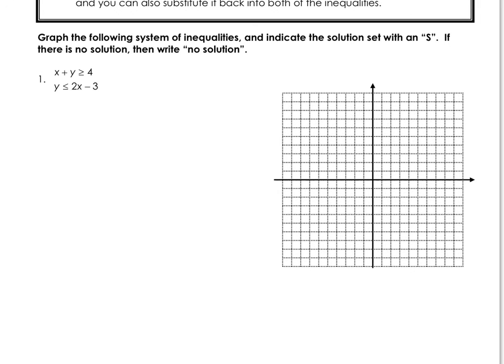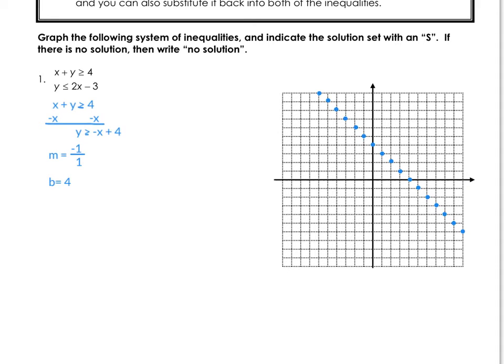Okay, so when we graph inequalities, we're just going to worry about getting them in y equals just like normal. So on this first one, I see x plus y is greater than or equal to 4. Well, I have to get y by itself, so I'm going to subtract x from both sides. So when we do all of that, we wind up with y is greater than or equal to negative x plus 4. And then I can see that my slope here is negative 1 over 1 and my y-intercept is 4, so we can plot those points.